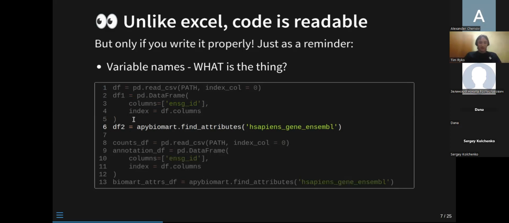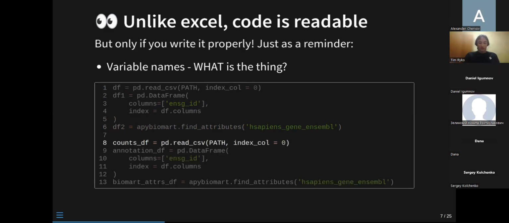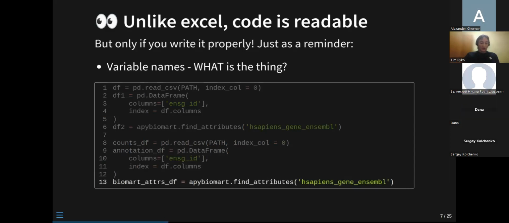It's really not clear. But if you just, without any effort, call them counts df, data annotation df, and marked attributes df, it is very clear, so just do it. I mean, when you create some variable, just think for a second.